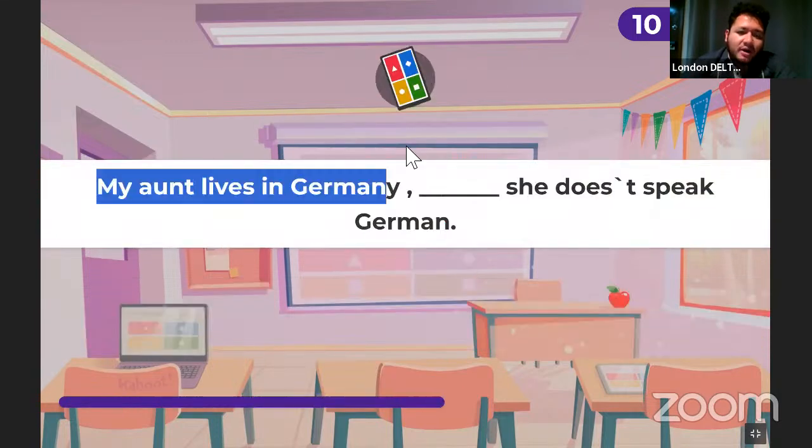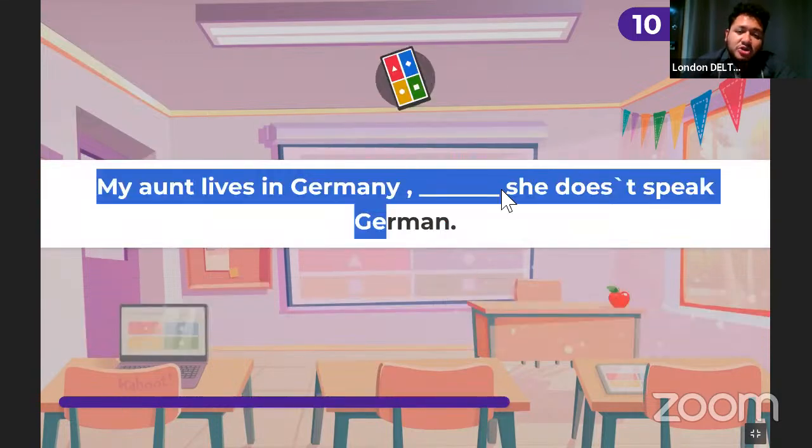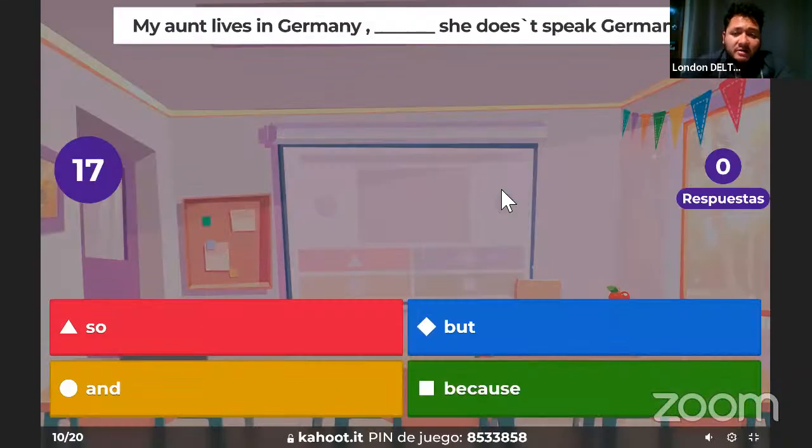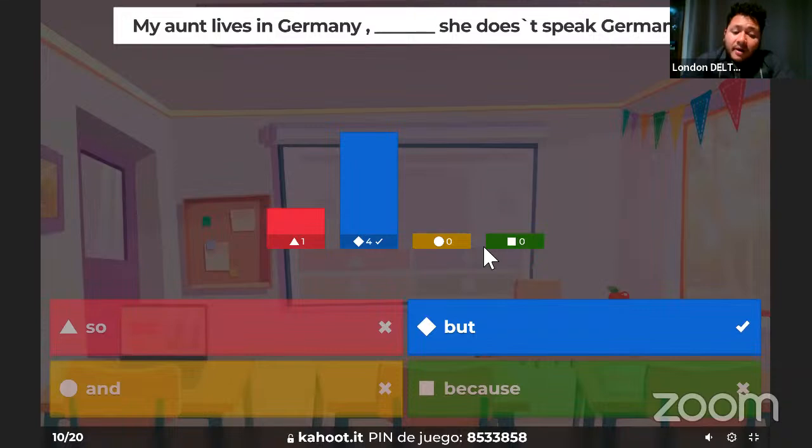¿Ok? My aunt lives in Germany. She doesn't speak German. Mi tía vive en Alemania. Ella no habla alemán. Bueno, pues esto parece una contradicción, ¿no? Entonces, como es una contradicción aparente, voy a tener que utilizar una conjunción de contraste. ¿Cuál de estos es contraste? ¿Cuál de estos contrasta? Ok, exactly. But es lo que contrasta. Ya les acabo de mencionar.